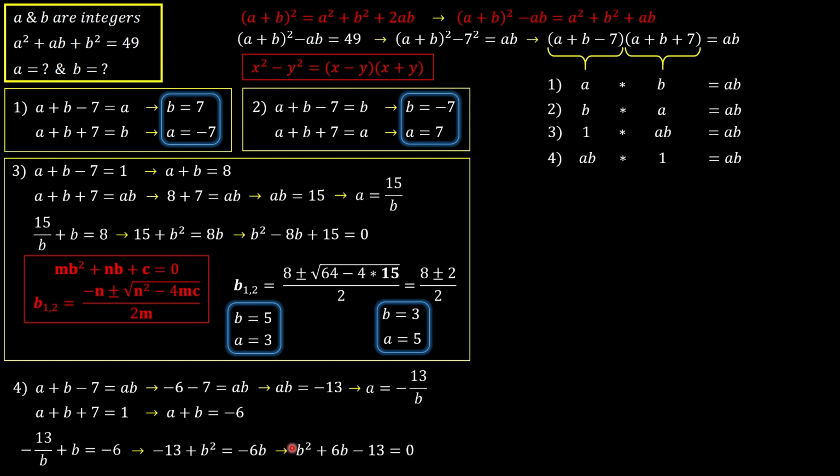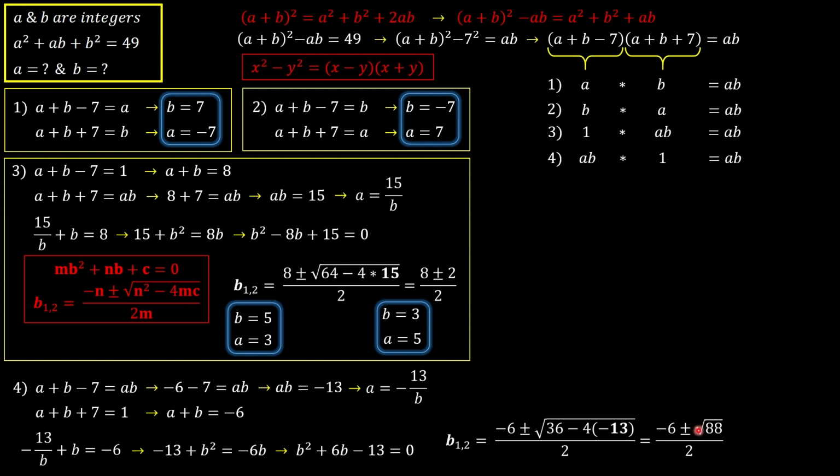And to solve this equation, we are going to use this formula again. In this case, m equals 1, n equals 6, and c equals minus 13. Then if we put these values into this formula, we will get minus 6 plus or minus the square root. Inside the square root we have 36 minus 4 multiplied by minus 13, and everything divided by 2. Minus 4 multiplied by minus 13 will be 52. 36 plus 52 will be 88.